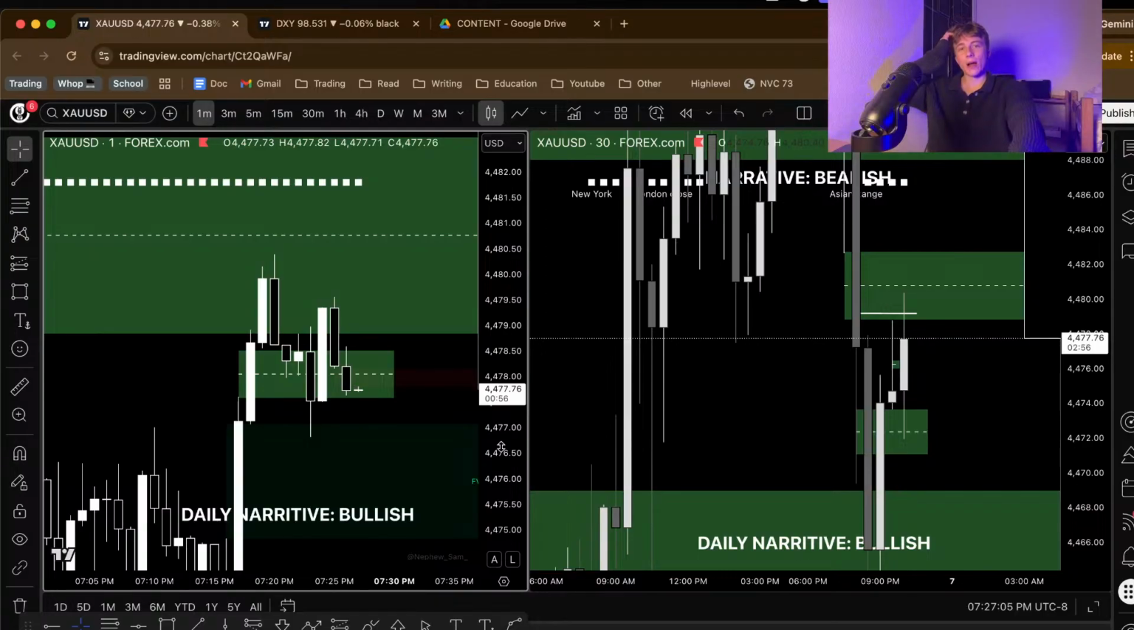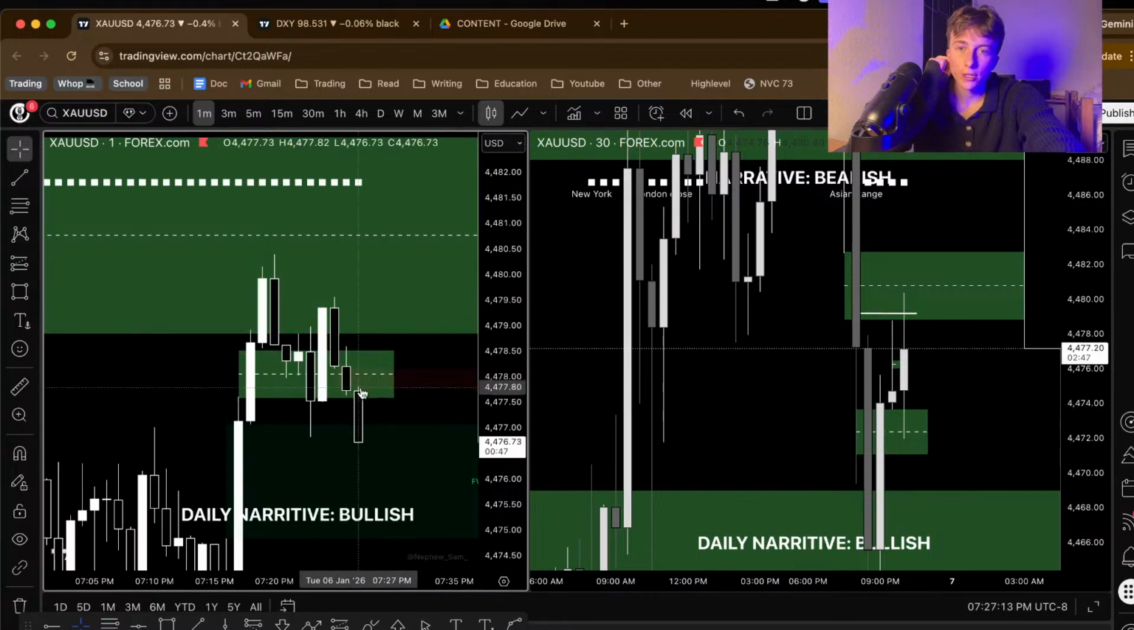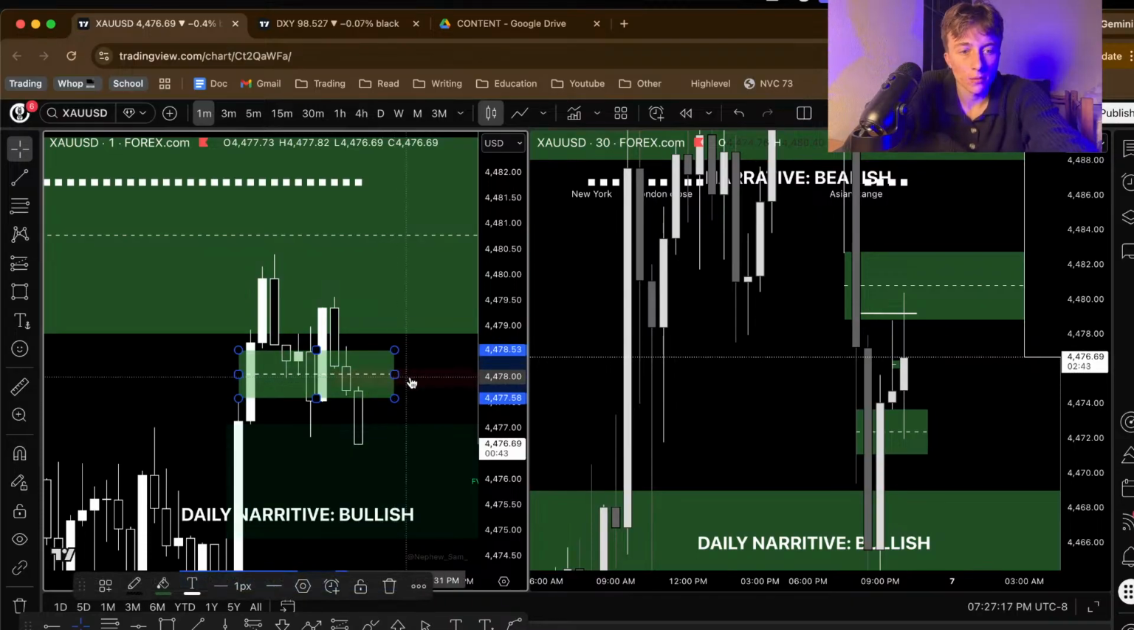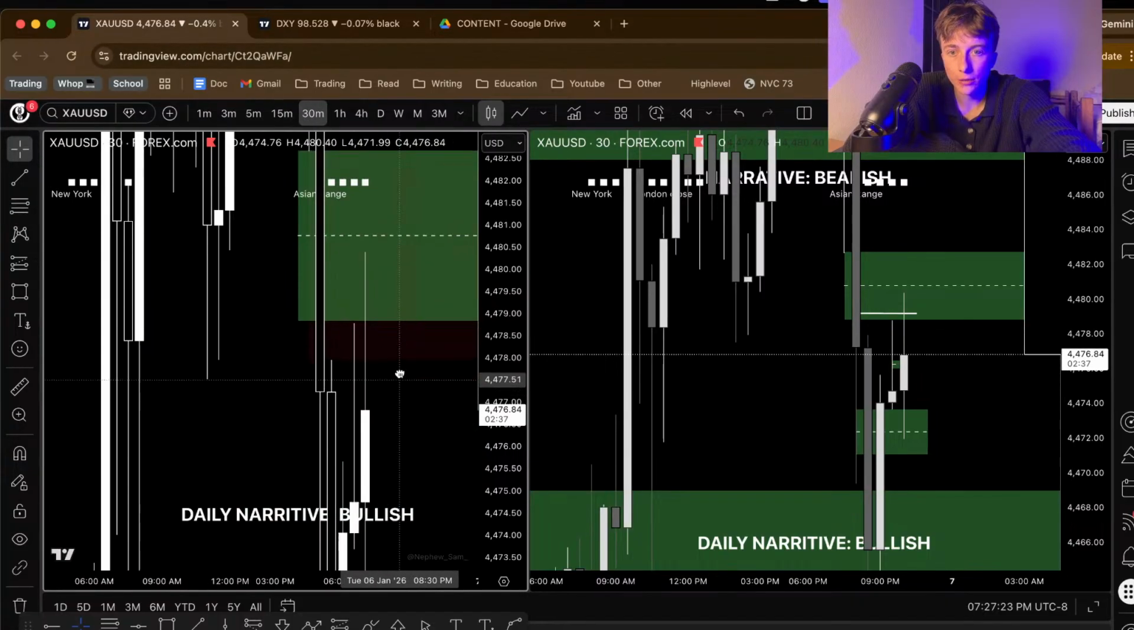Price action is low-key whack today, though. Like, what do you mean you close below, then back above, then you go straight through it again? Low-key kind of whack. We're getting a new 30-minute candle, though.